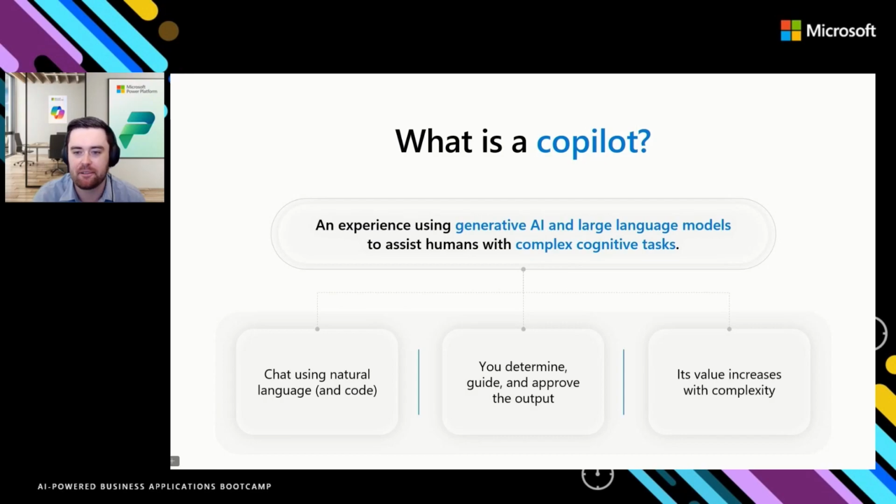And so this is where we've come to the buzzword of the day, or the buzzword of the year, I think, which is Copilot. So what is Copilot? It's the number one question that I get from customers day in, day out. A Copilot is essentially an experience using generative AI and large language models to assist humans with complex cognitive tasks. But really, in its simplest terms, a Copilot is a conversational application that uses generative AI as part of its building components. So as part of a Copilot experience, you're going to be chatting in natural language. You're going to be able to determine, guide, and approve the different outputs of that Copilot. And of course, the more complex a cognitive task, from a user perspective, the greater the value of that Copilot experience.